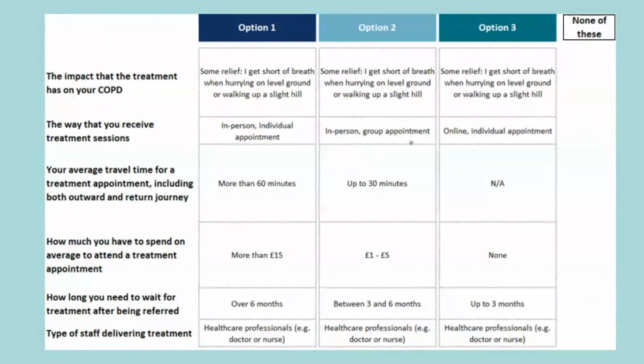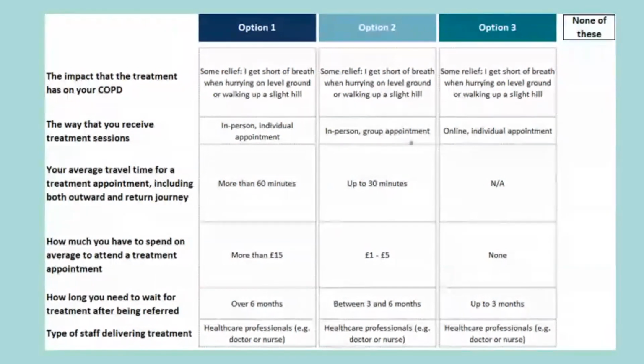The 3 options they choose from in this frame are all equal in terms of the impact that the treatment has on their COPD, some relief. They vary in the sense that option number 1 offers in-person individual appointment, option 2 in-person group appointment, and option 3 online individual appointment. Accordingly, the average travel time to treatment varies between the options, also the out-of-pocket expenditures and the time they can access the treatment from referral.